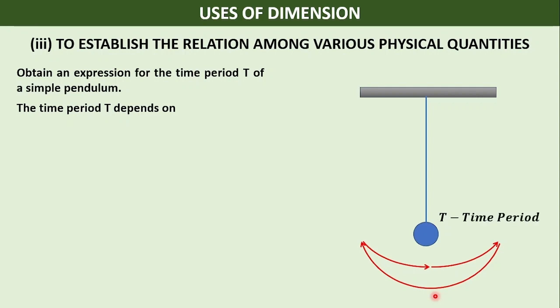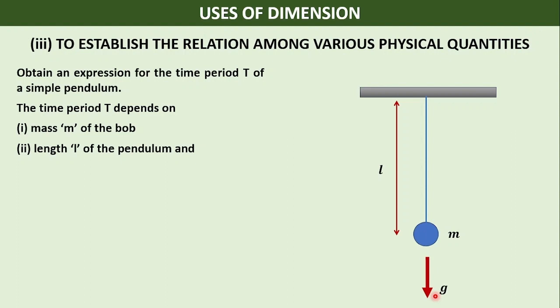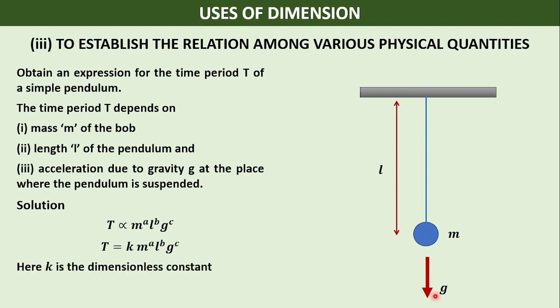Let this time period depend on the first factor, the mass. The time period T may depend on the mass M. Second, the length of the pendulum L. Then third, the acceleration due to gravity G at that place. Solution. So, T proportional to M power A, L power B, G power C. Proper equation: T equals K times M power A, L power B, G power C. Here K is the dimensionless constant. Let us substitute the dimensional formula of each term here.